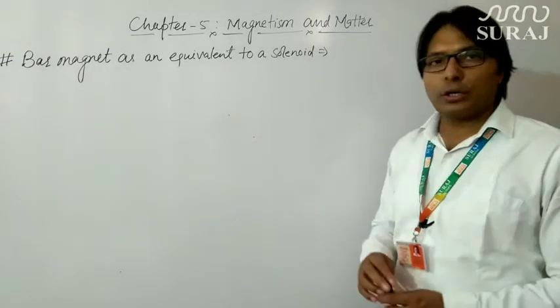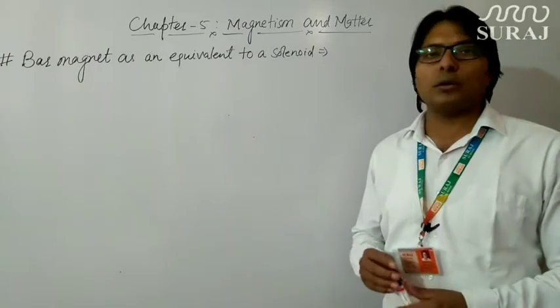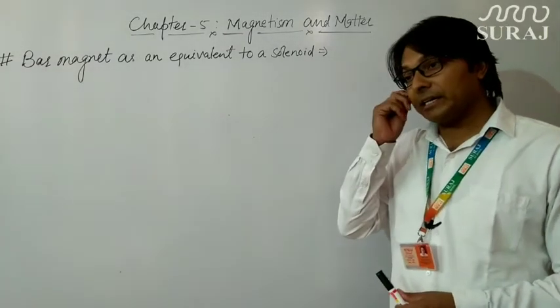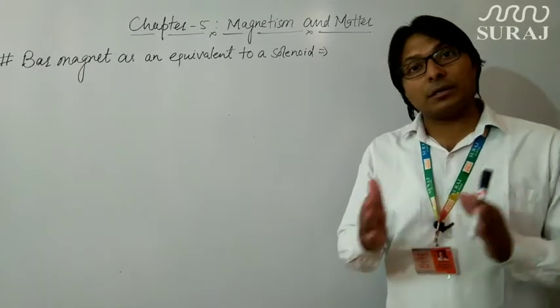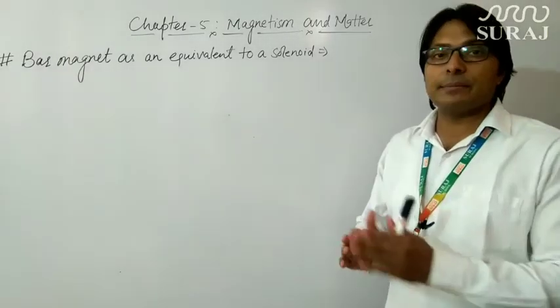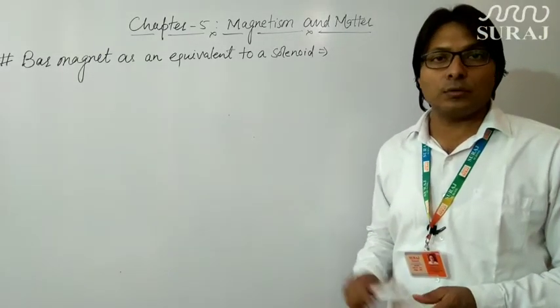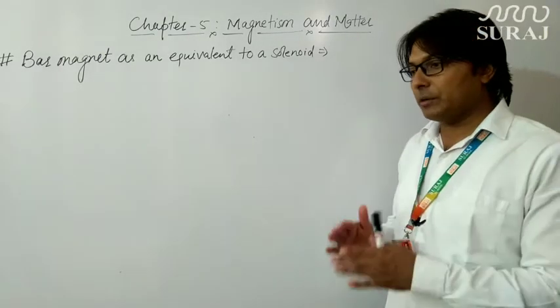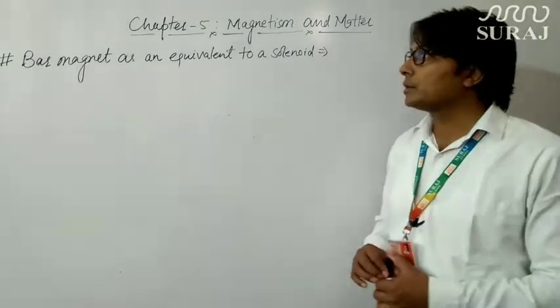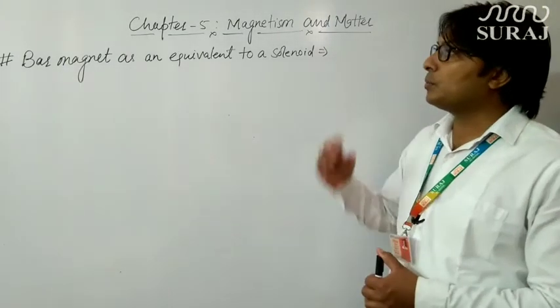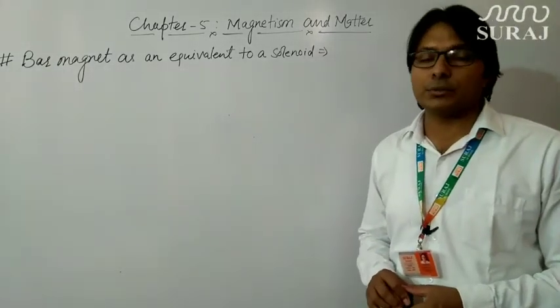We will take a solenoid, derive the formula of magnetic field at its axis, and we will find that the formula derived is the same as that of the formula of magnetic field at the axis of a bar magnet. So that will be the course of proof of bar magnet as equivalent to a solenoid.